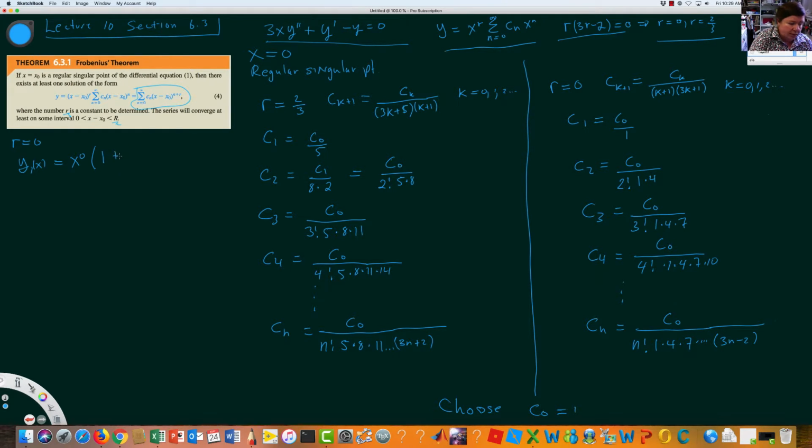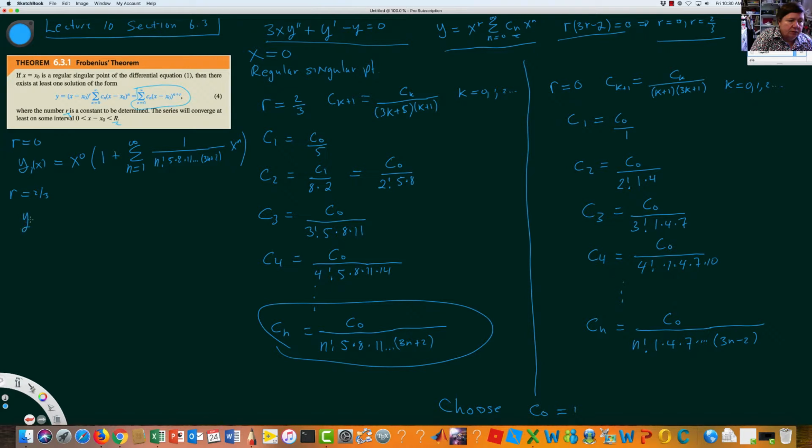plus the sum n equal 1 to infinity of our Cn's, which we have a formula for down here, with C0 equal 1. And I just get 1 over n factorial times 5 times 8 times 11, dot, dot, dot, and then 3n plus 2 tells you the highest term in that sequence of stuff. And then times, of course, x to the n. That's the first solution.